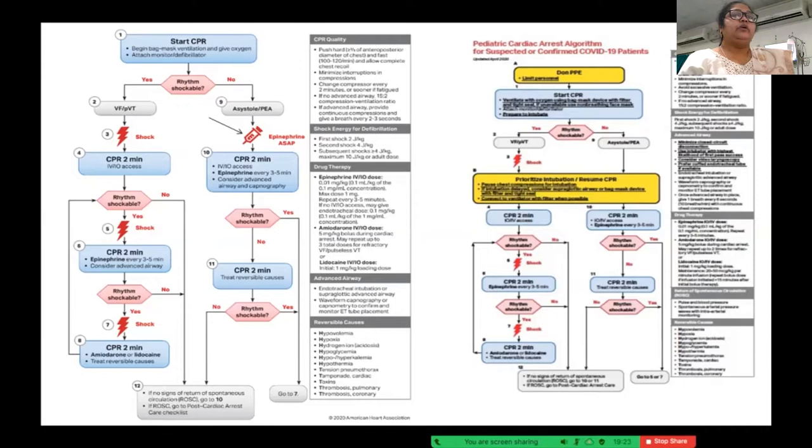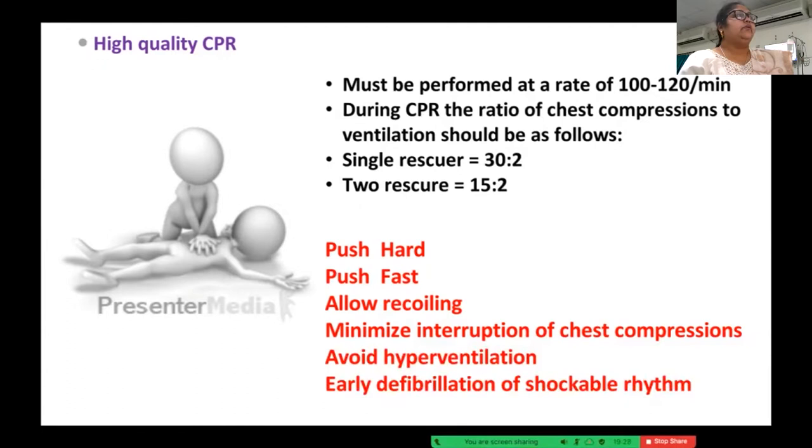Of course, we'll go through high quality CPR, which we all know has to be performed at a rate of 100 to 120 per minute. And the ratio of chest compressions to ventilations depends on the age of the child and the number of personnel available. Usually when outside the hospital, where a single rescuer is the norm, 30:2 is used for child and infant. And when two rescuers are there, it is 15:2. These are the basics of CPR.